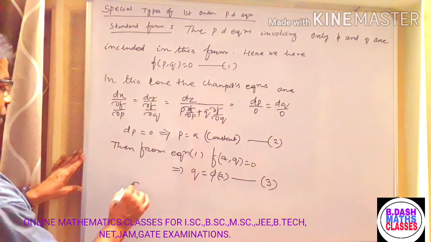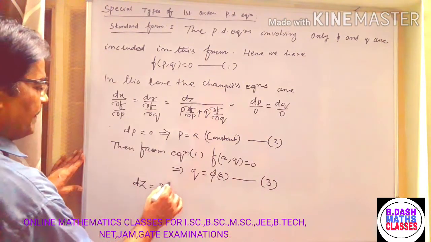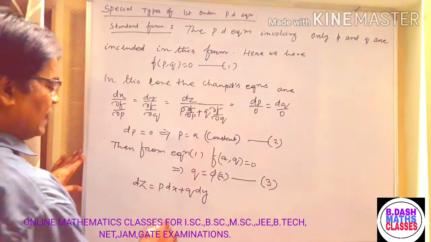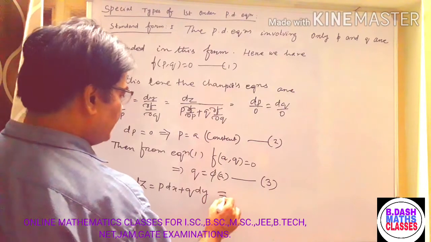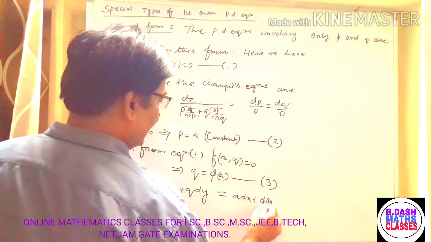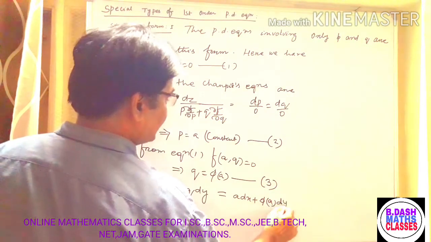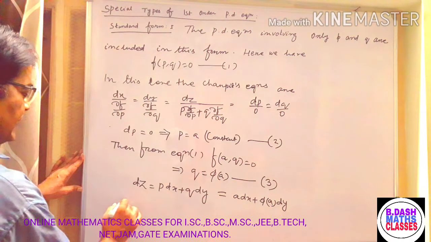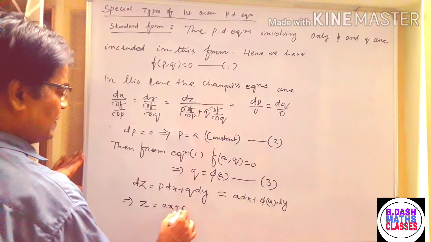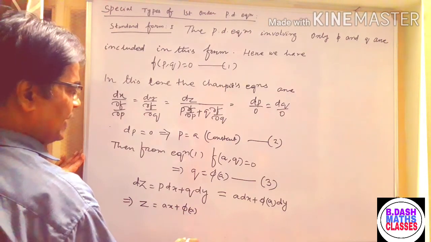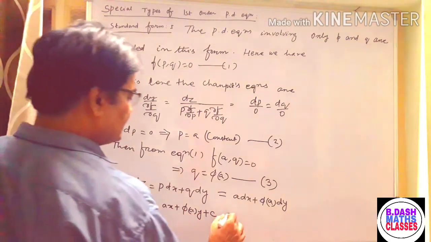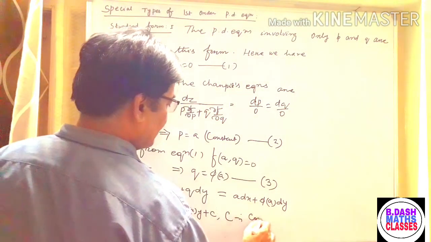We know dz is equal to p dx plus q dy. So let us put this value. This will be a dx plus phi of a into dy. Now integrating we will get z is equal to ax plus phi of a into y plus c, where c is a constant.